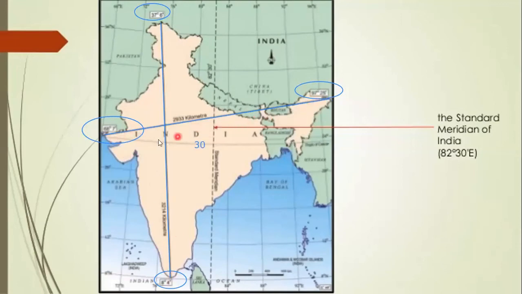Even if this looks a little smaller, because we normally look at it like this, it goes right till Arunachal Pradesh. And the standard meridian passes through here. This is the standard meridian of India, which is at 82 degrees 30 minutes east. Is this clear now? Okay, moving on.